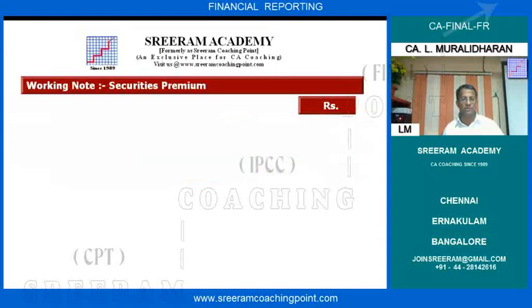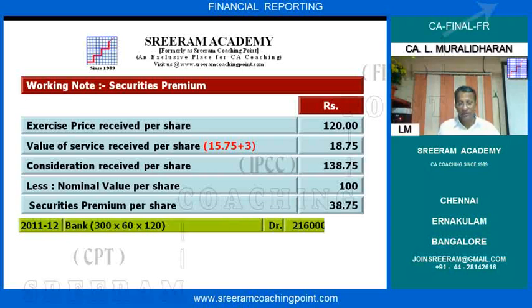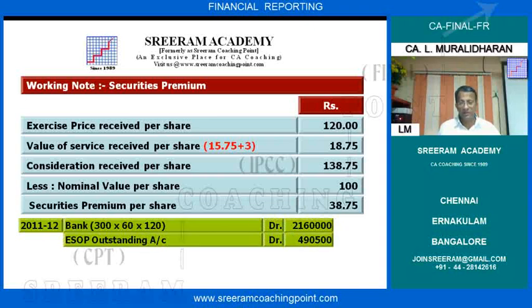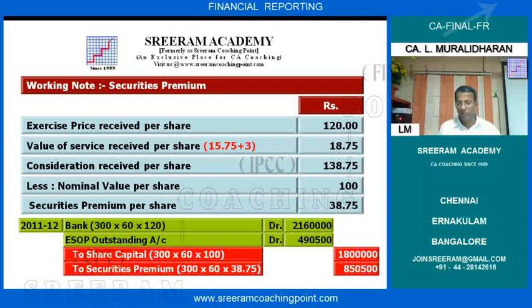Now that security premium, as how it had just come, we have already got it. Now we will pass a journal entry for that. So that exercise price will be paid in the form of cash by the employees, bank account debit, employee stock option outstanding account, this would be the balancing figure at that point of time. When you prepare ledger accounts, you would know that. And share capital account, the nominal value, and credit security premium.